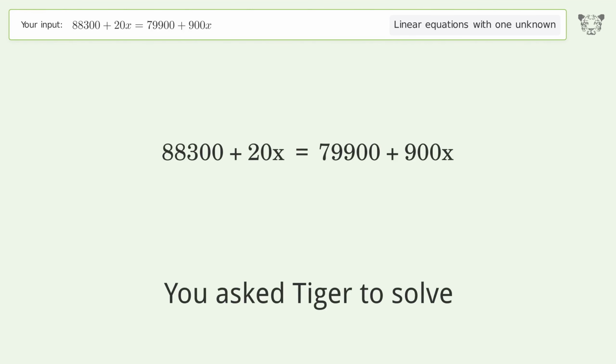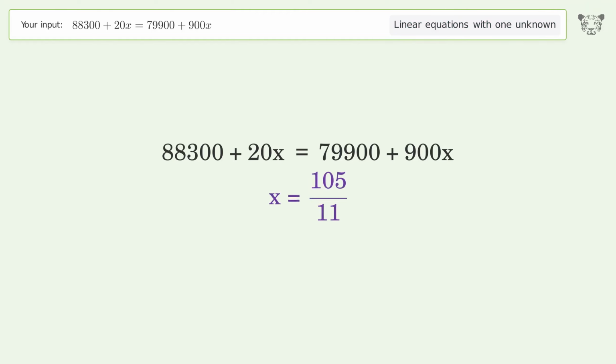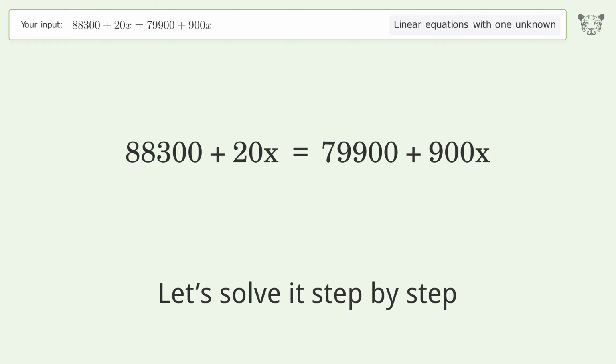You ask Tiger to solve. This deals with linear equations with one unknown. The final result is x equals 105/11. Let's solve it step by step.